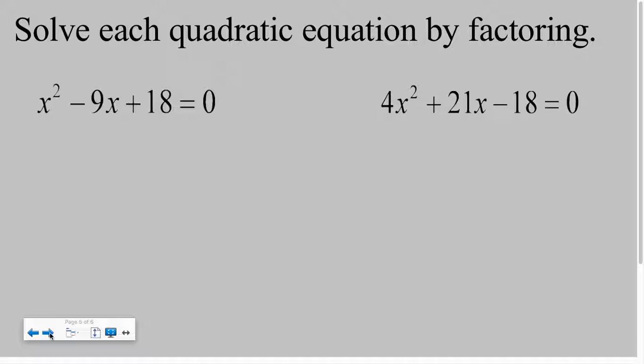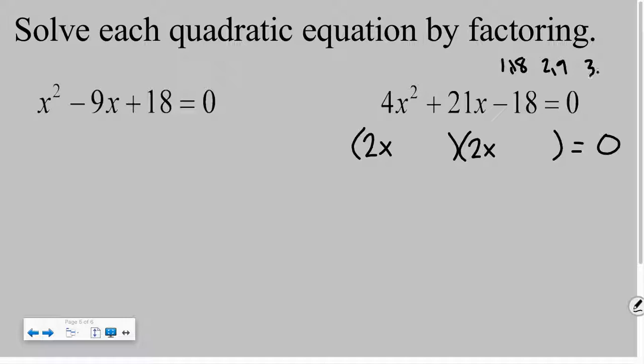Let's do number 6. 4x squared plus 21x minus 18. Do I have a GCF there? No. Signs the same or different? They're going to be different, okay? So we'll just start with that 4x squared. What do you want to try for its factors? 2x and 2x. Then my 18, 1 and 18, 2 and 9, or 3 and 6. What do you guys want to try? 3 and 6. We'll just try it here.